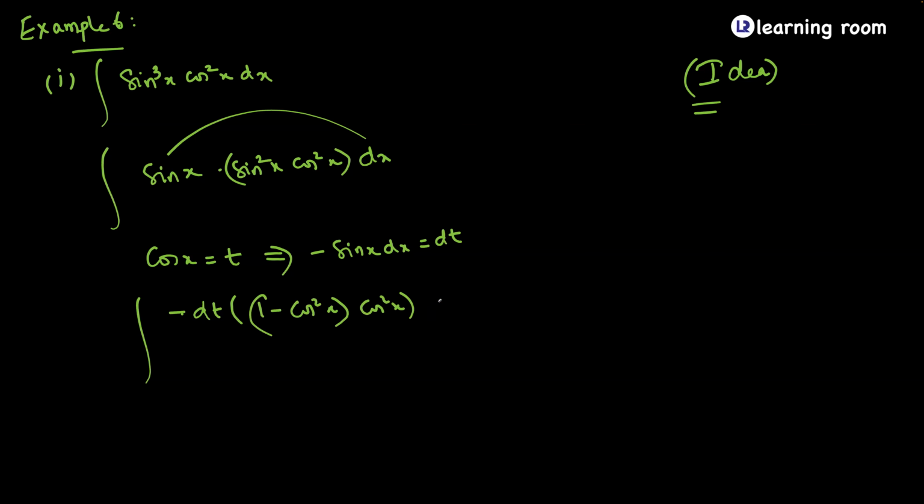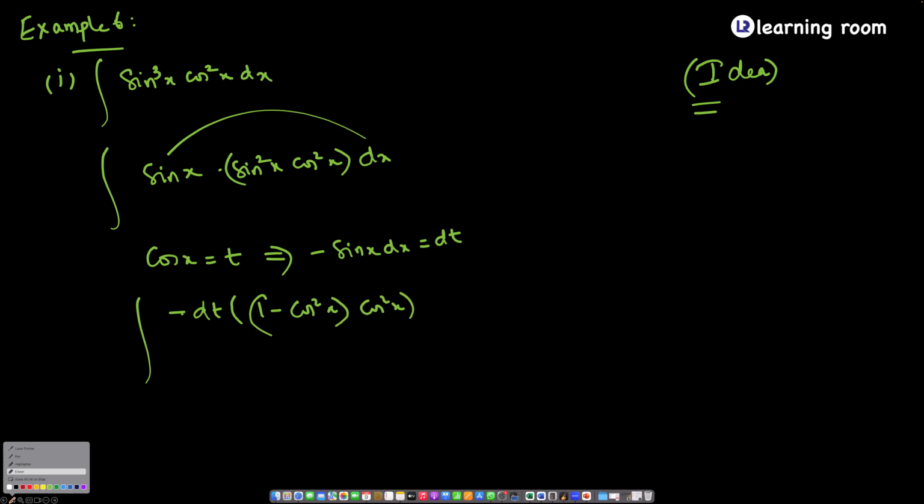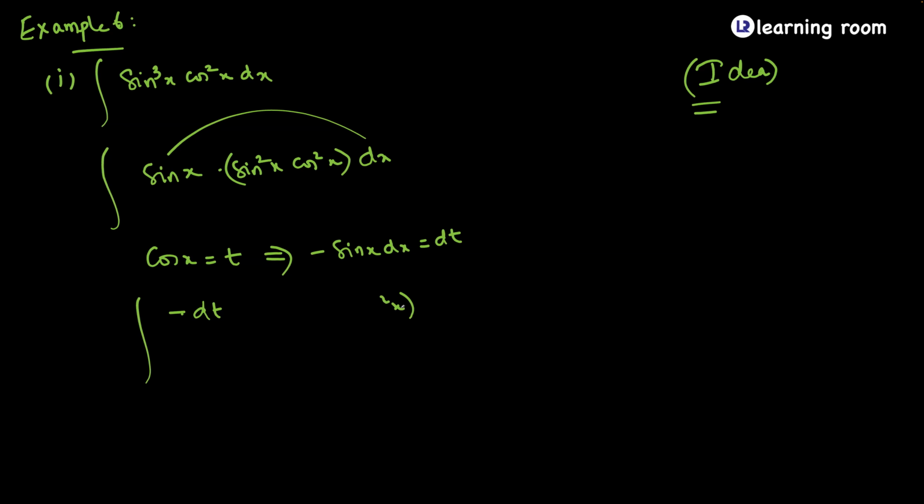Did you understand what I did? Or else I'll do one thing. I'll write it here itself. Integral of sine x into 1 minus cos square x into cos square x dx. Okay.